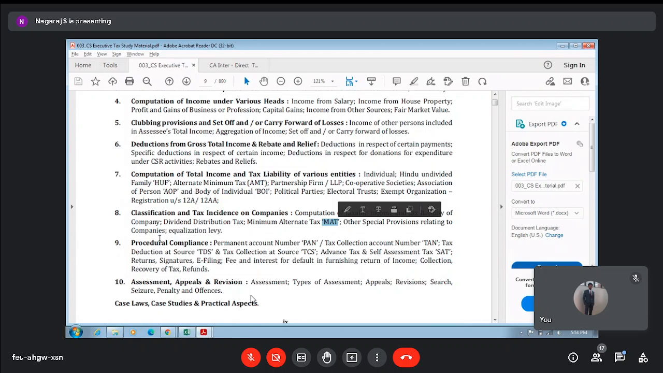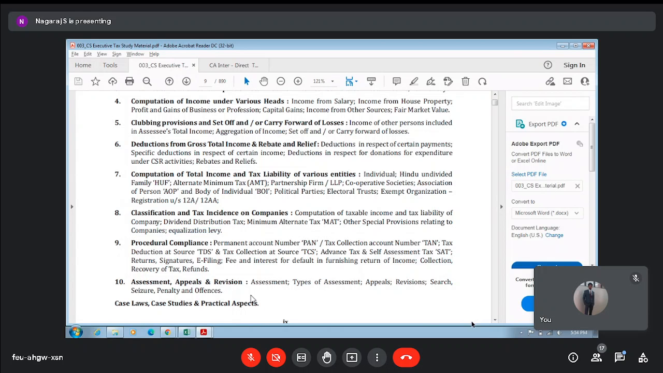Okay. This one I will tell you, equalization levy. Maybe sometimes they may ask only the percentage. Okay. Equalization levy means what? If you advertise on any non-resident's portal or database, or online advertising, you need to deduct tax before paying the amount to him. If the amount of payment exceeds 1 lakh, you will have to deduct equalization levy at 6%. What is the percentage? 6%.